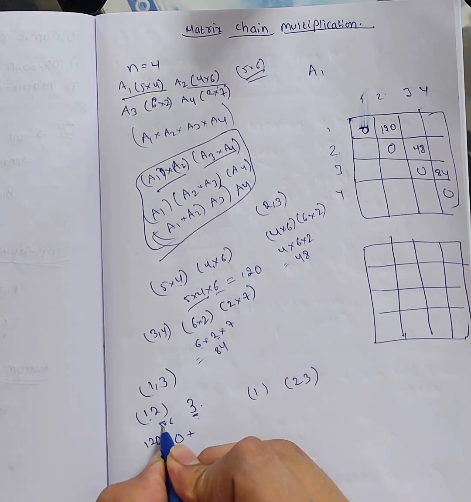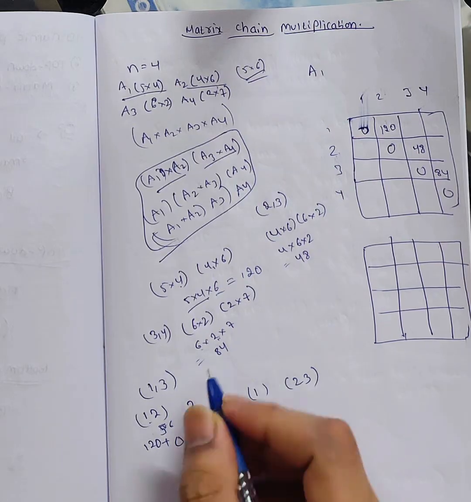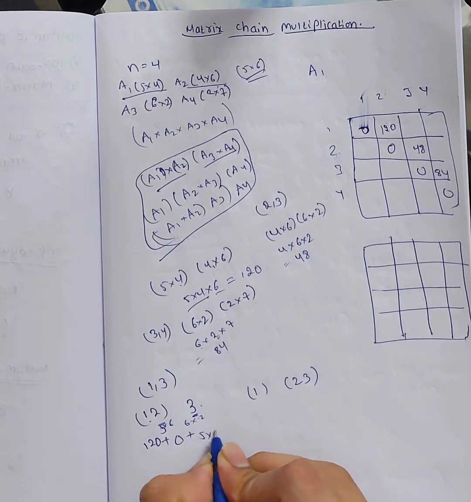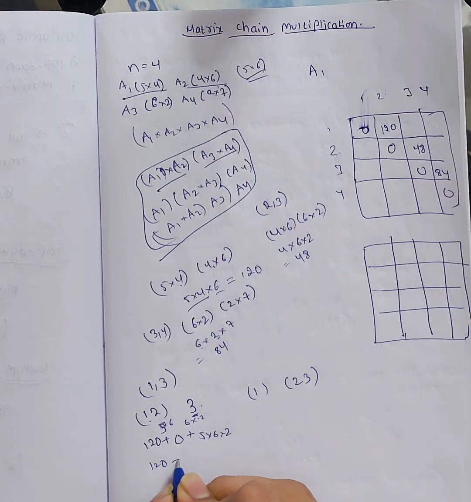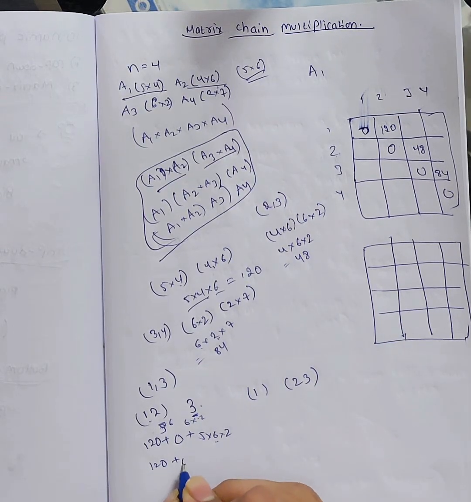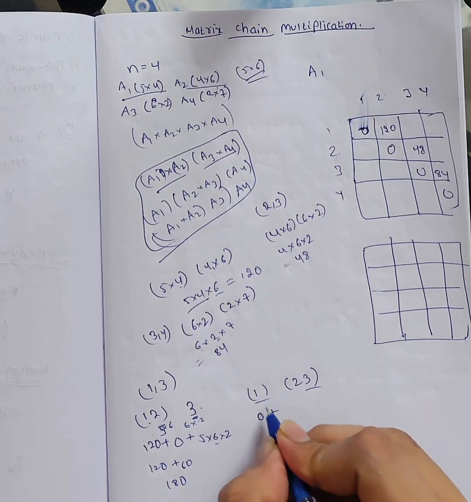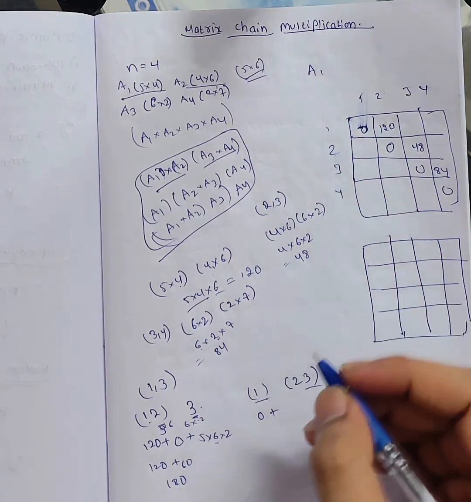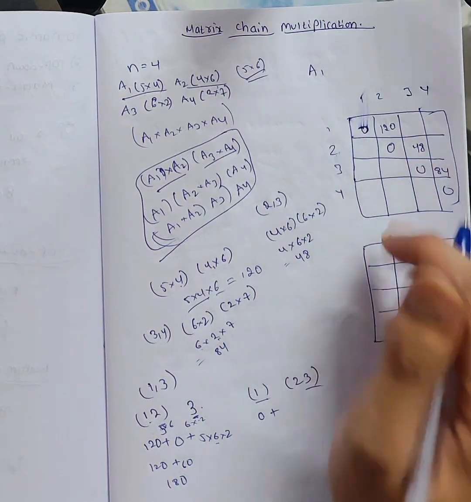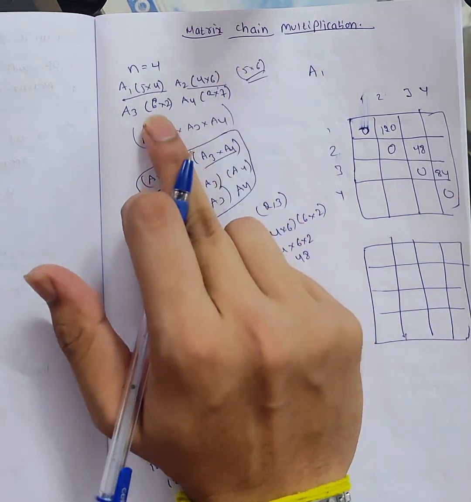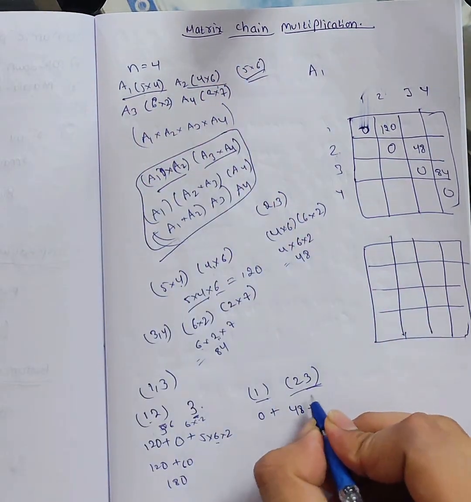The resultant matrix will be a 5 by 6 matrix, and the third matrix is 6 by 2. So we will be multiplying 5 into 6 into 2. 120 plus 0 plus 5, 6, 30, 2, 60. That is 180. And for 1, 2, 3, if you take 0, plus what is the resultant matrix of 2 and 3? 4 by 2 will be the resultant matrix.